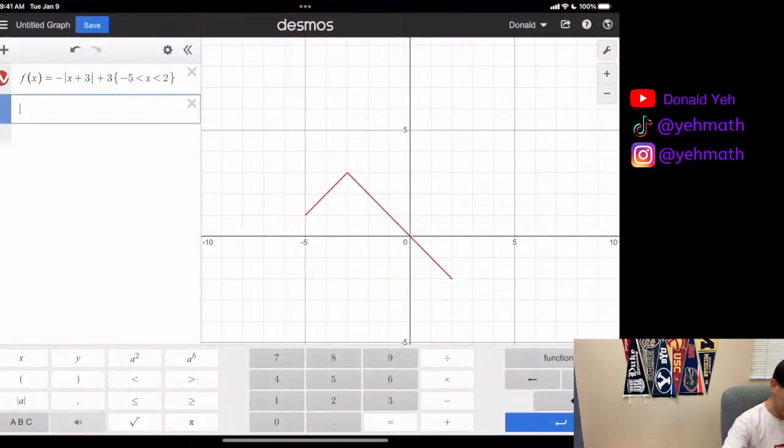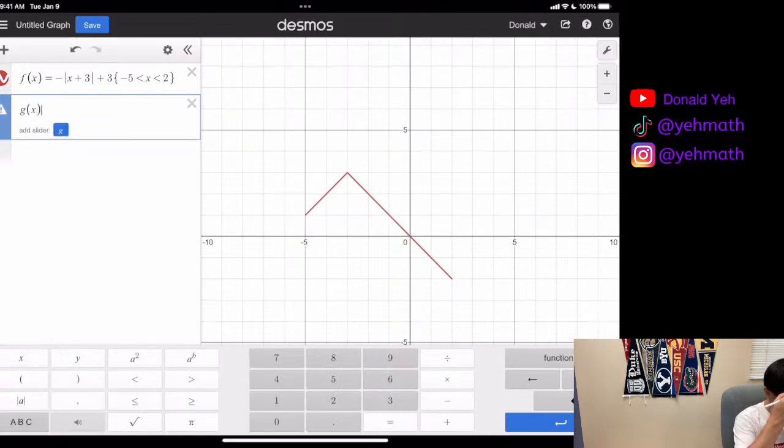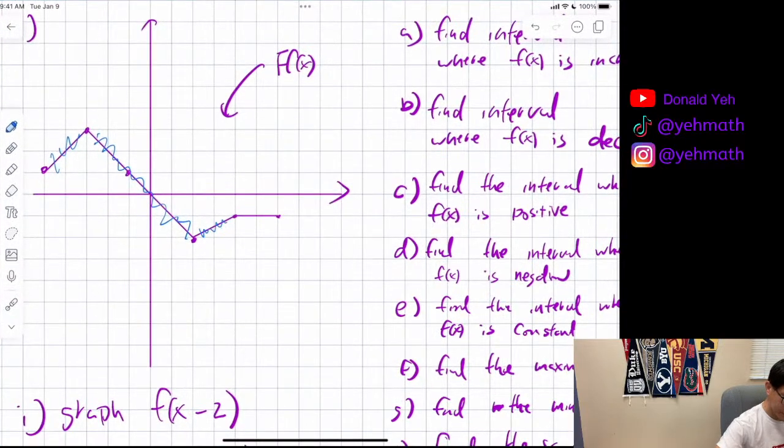And I'm going to write another function. I'm going to say g of x, because I need to use two separate functions here to represent two different pieces. It's equal to what? What is this function right here? What will be that function? This piece. Come on now. y equal to what? I can use y equals mx plus b, it'll be easier here.